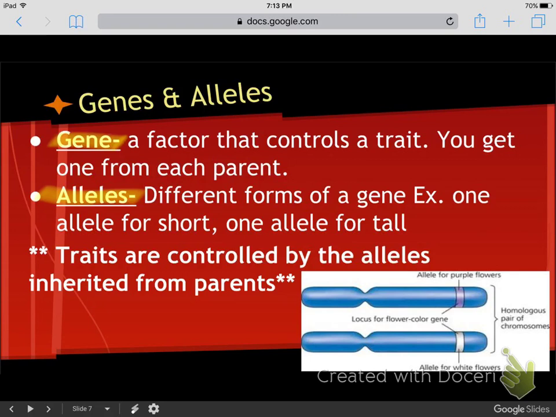So if the gene is coming through for height, then the different forms of the gene of height are going to be short or tall, right? So the alleles for the gene of height are going to be short or tall. And traits are controlled by the alleles that you get from your parents. So all these traits, the characteristics that you're going to be getting, they're all coming from the alleles that you get from mom and from dad.